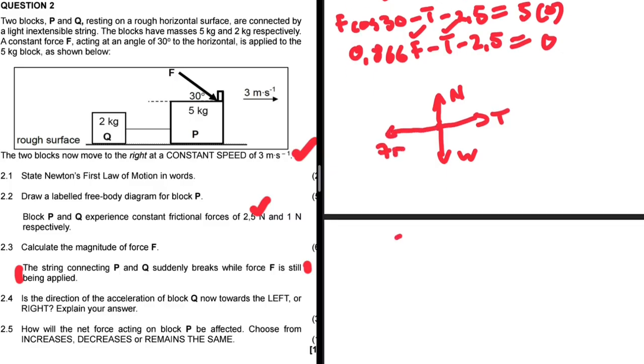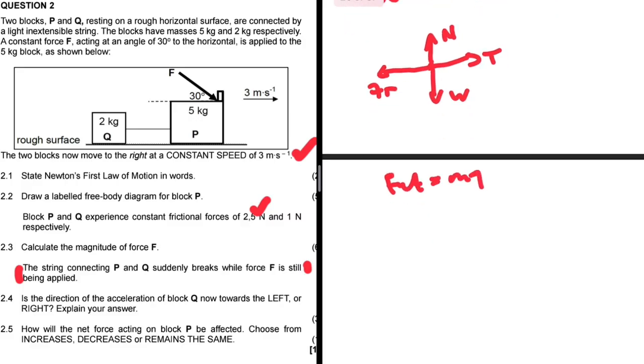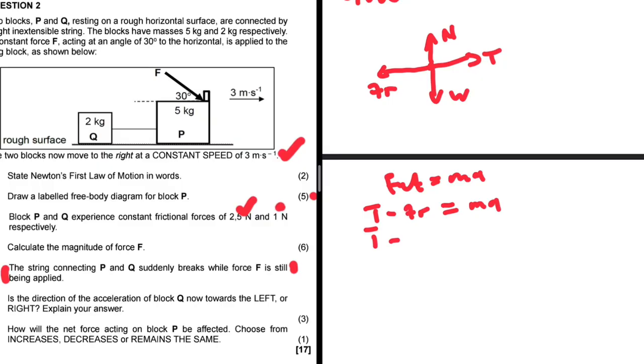So this is going to be F net equals MA once more. The force that is pulling the object is the tension. The force that is opposing is the frictional force, and this equals MA. So we have the tension minus the frictional force of block Q, which is 1 Newton. So the tension minus 1 equals 2 multiplied by 0, because it's also moving at a constant speed. So the tension equals 1 Newton.